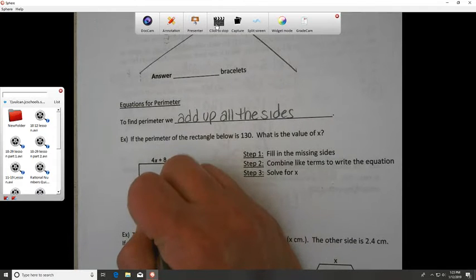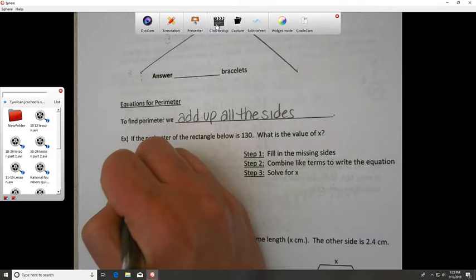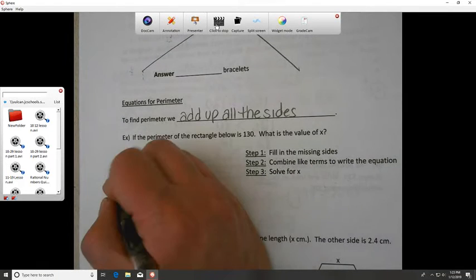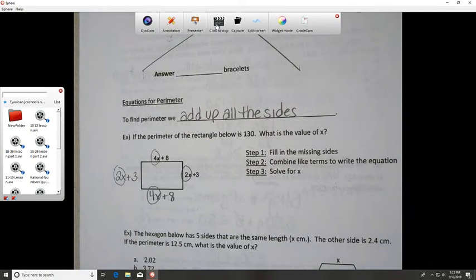So this is also 4x plus 8, and this is also 2x plus 3. So I'm going to add up all my sides. Basically, I'm just combining like terms. So step two, combine like terms to write the equation. My like terms would be 2x, 4x, 2x, and 4x.